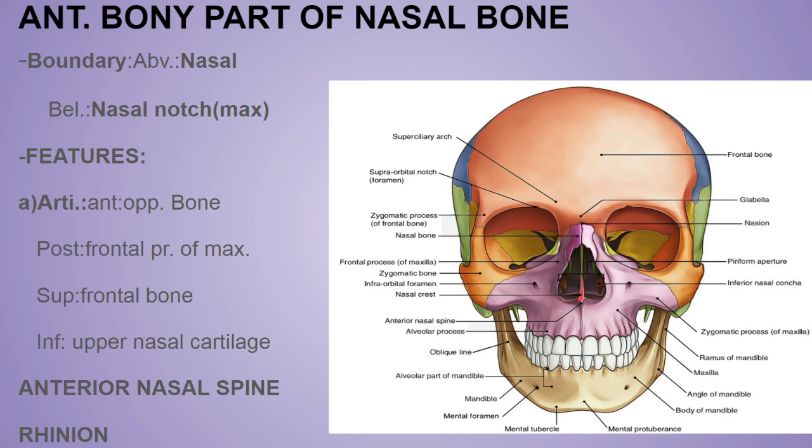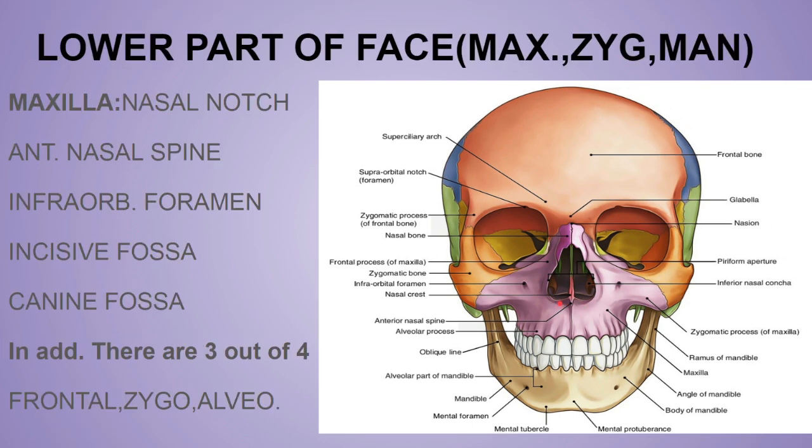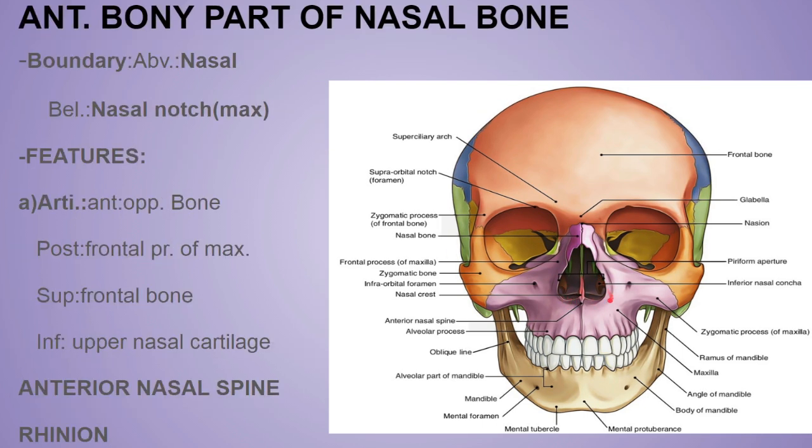This pyriform shape you can see is the pyriform aperture. Now first of all, its boundaries. Its upper boundary is formed by the nasal bone, of course, and below it is formed by the nasal notch of the maxilla. The maxilla has one nasal notch, so this is the nasal notch of it. It will form the lower part.